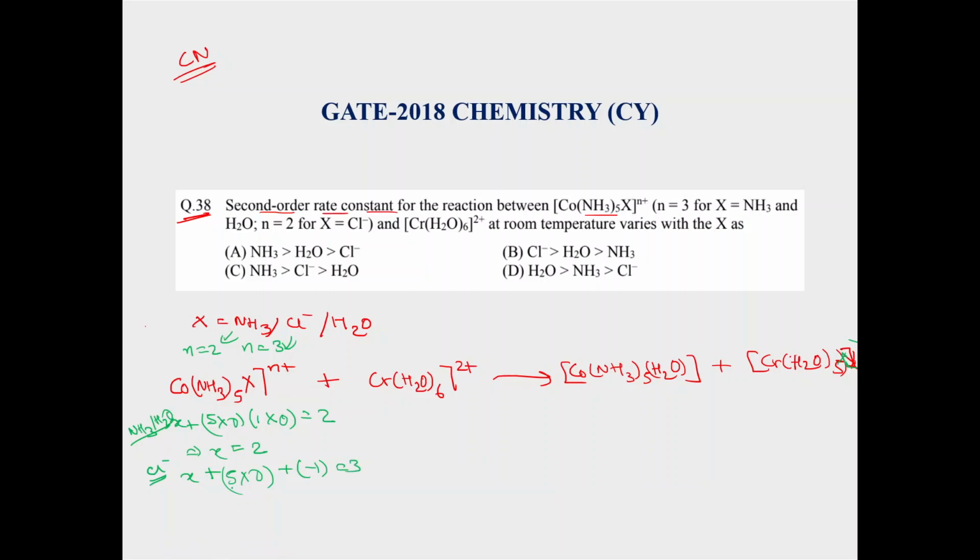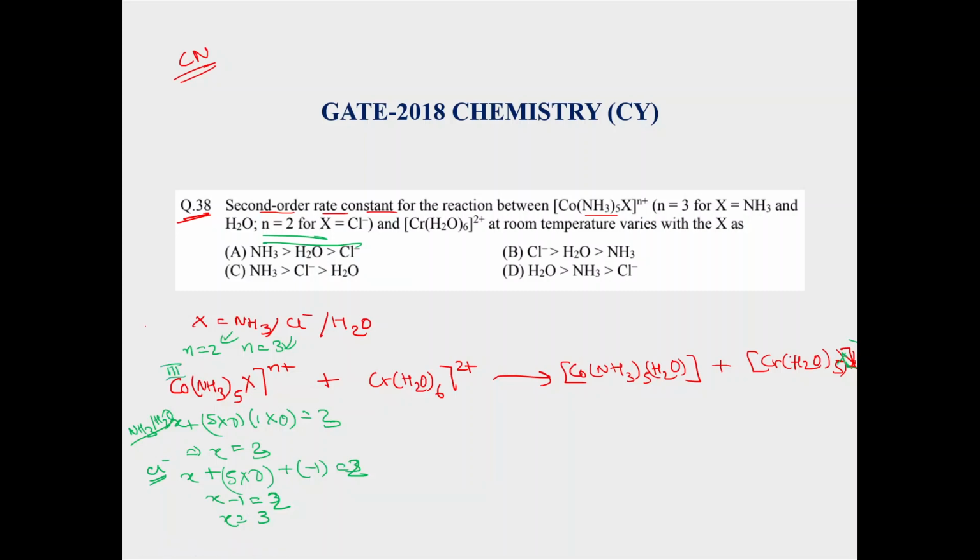They have given 3, right? So x minus 1 is equal to 3. Did I say correct? I said just the opposite, right? For NH3 and H2O, it's 3. So x is equal to 3. And when it is Cl minus, n is 2. So here it is 2. That means x is equal to 2 plus 1, that is 3. So the cobalt is in plus 3 oxidation state no matter if X is NH3, H2O or Cl minus.